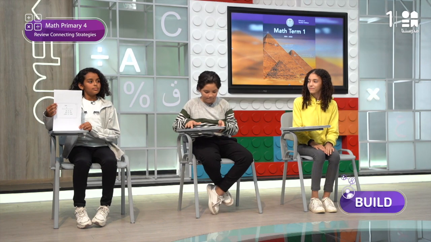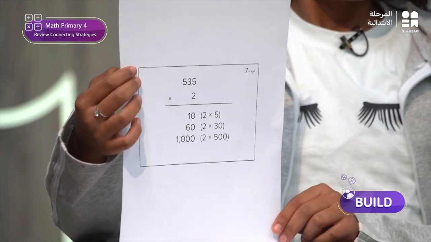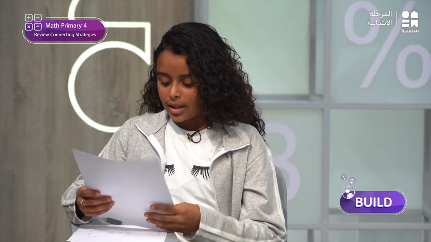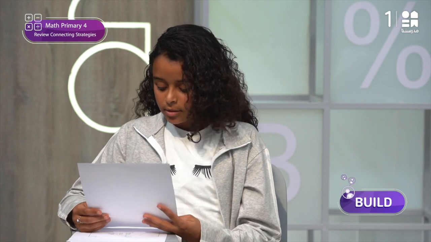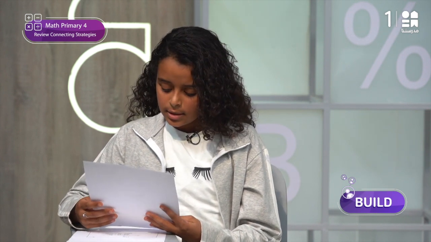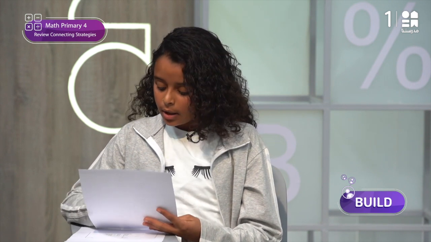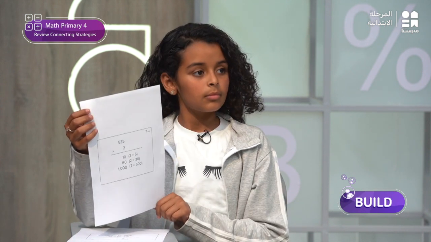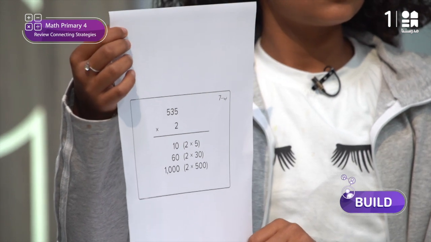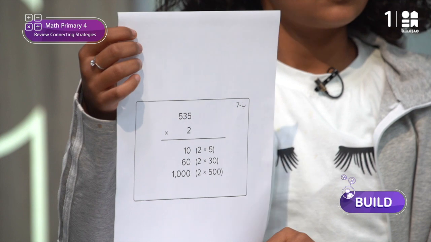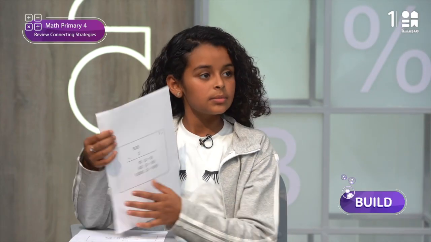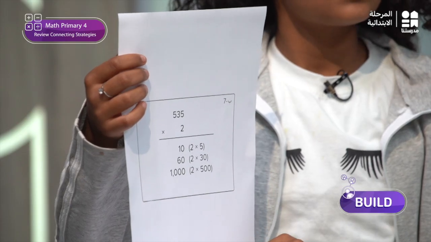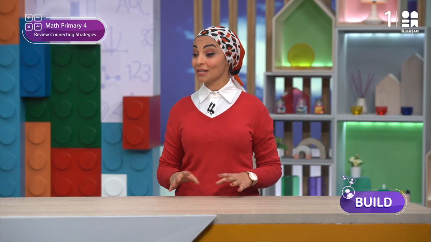Okay. Now show me, Yasama. It is the same problem but with a different method, right? Can you tell us how you solved it? Yes. 5 by 2, 10. 30 by 2, 60. 500 by 2, 1000. Okay, show me again, Yasama. As Yasama said, she started to decompose the number, okay? 5 times 2 equals 10, and then what? 30 times 2 equals 60, and then the last number, 500 times 2 equals 1,000. Excellent. Okay, and now I hope you understand these three methods very well.